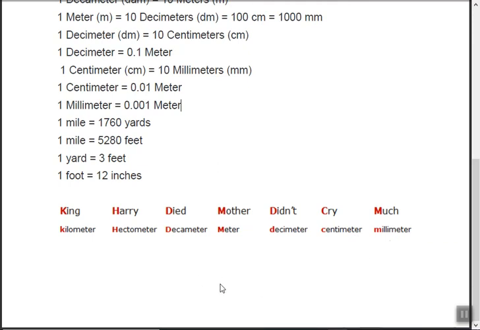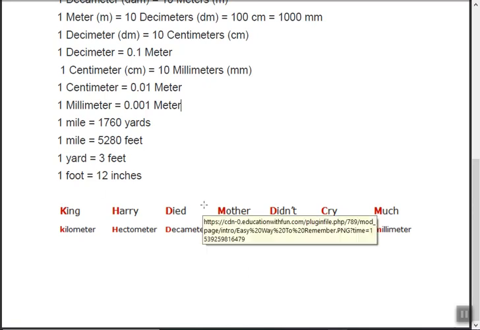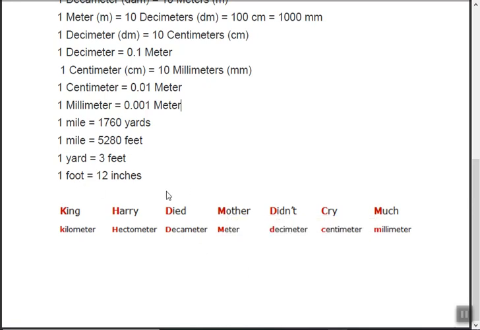Now suppose if I have to convert meter to millimeter, so 10, 10, 10, 3 times, right? So that's why it is 1000. If I have to convert kilometer to meter, 10, 10, 10, 3 times, right? 1st 10, second 10, third 10, so that's why 1000. If I have to convert kilometers to decameter, so 10 and 10, right? So it is 100. So similar logic you can use. This is much easier to remember. King Harry died, mother didn't cry much. That's the simplest way to remember all these series.